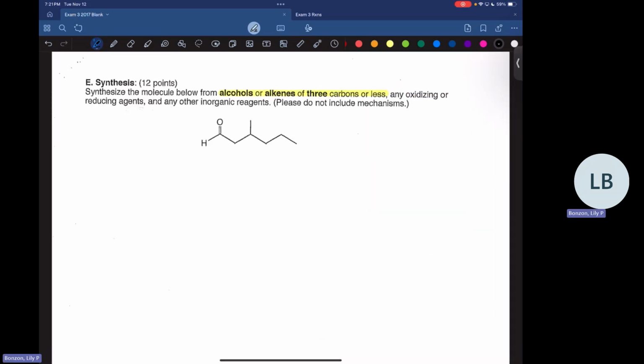Okay, so for synthesis, your big ones are going to be Grignard. And for Grignard, we need a carbonyl. We need a MgBr reagent. And we need then H3O plus over the arrow.